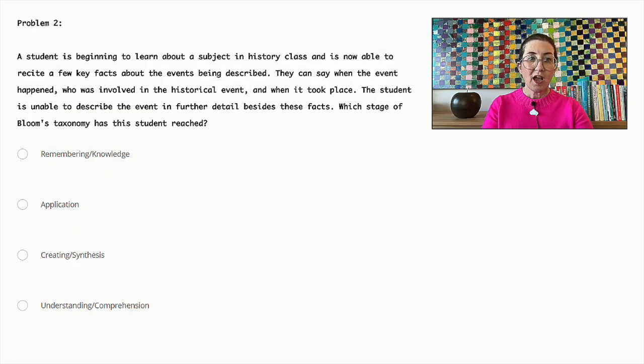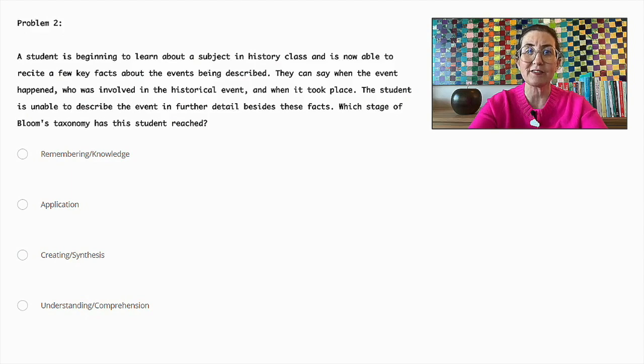Problem number 2. A student is beginning to learn about a subject in history class and is now able to recite a few key facts about the events being described. They can say when the event happened, who was involved in the historical event, and when it took place. The student is unable to describe the event in further detail besides these facts. Which stage of Bloom's taxonomy has this student reached? Remembering knowledge, application, creating synthesis, or understanding comprehension?